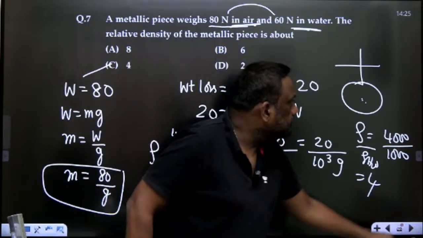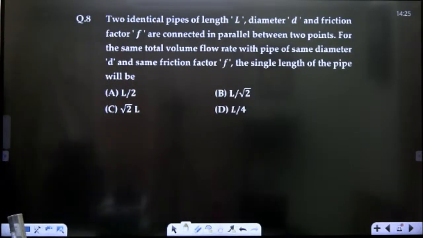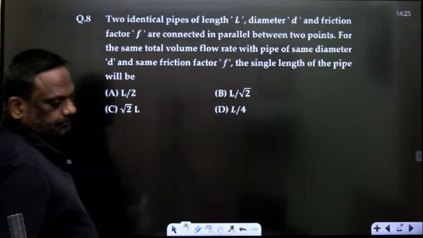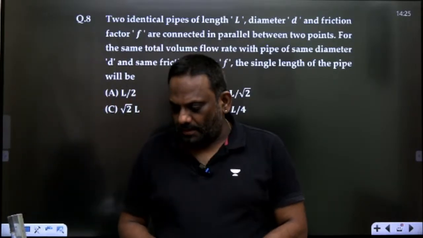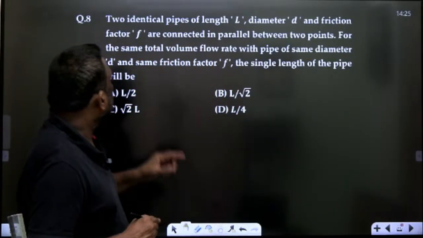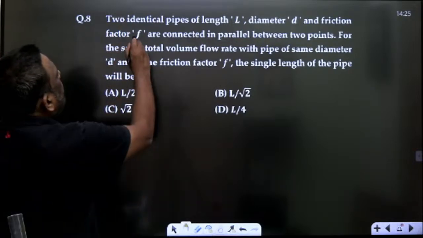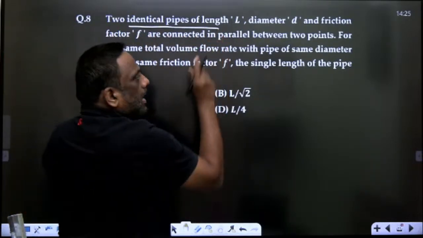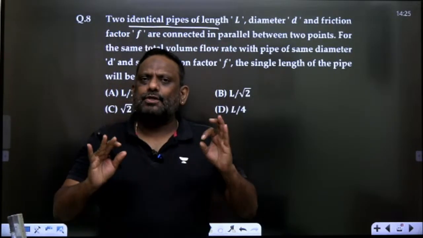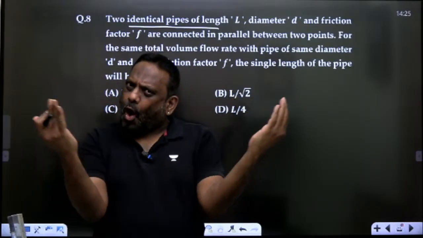नेक्स्ट. ये वाला ले लो. अब दिस इज अ गुड क्वेश्चन. टेक दिस क्वेश्चन. Come on, come on. Let's not waste time. Two identical pipes. I tried my level best to include fluid mechanics, all topics.